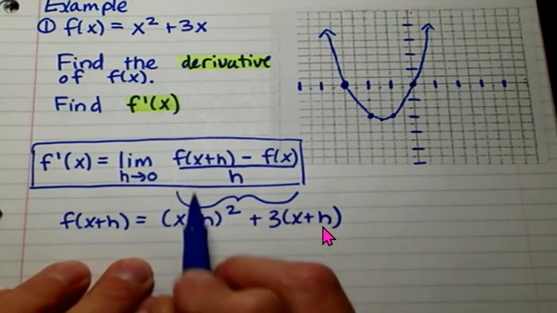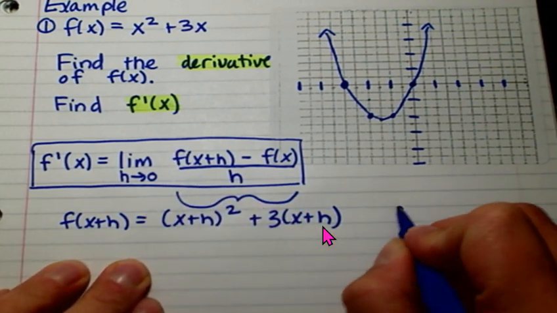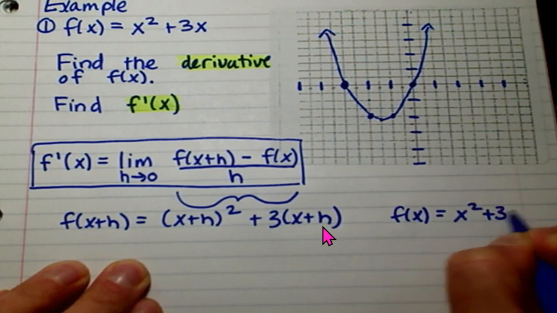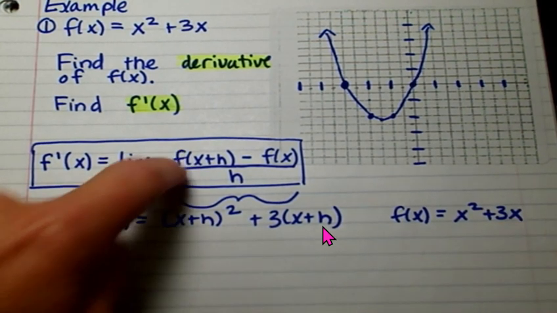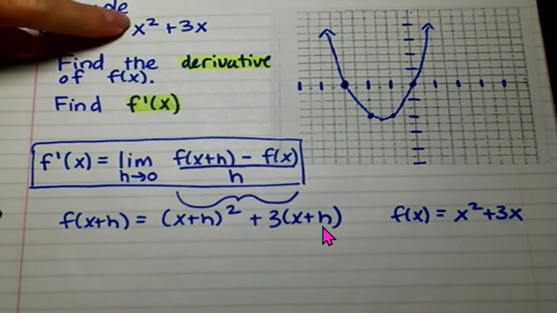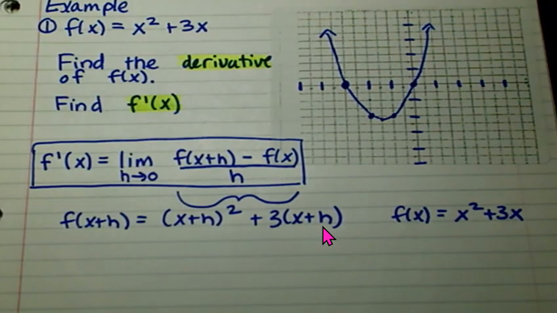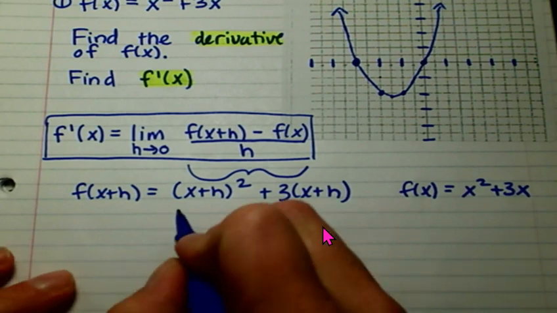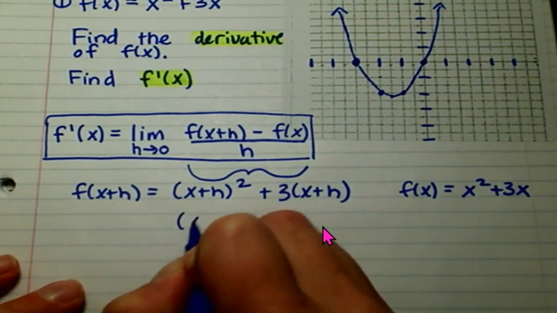Okay, so now that I have this, f of x is this part here. Those are the two pieces. So now that I have them, I'm going to put them into my difference quotient. Yes, the x squared is what makes it the parabola shape. Okay, here we go. Difference quotient.